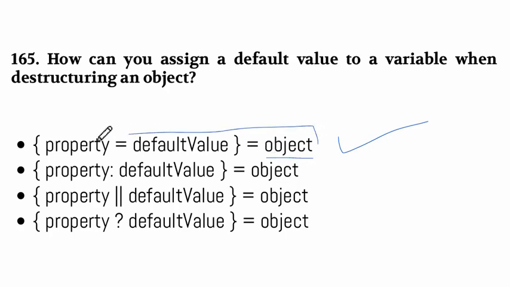So this is how object destructuring looks. As I said, curly braces, the property that comes inside the object, and either you can give an empty value or a default value. It's up to you, and then you can assign that to the object in which you want to work. So this is our last question.